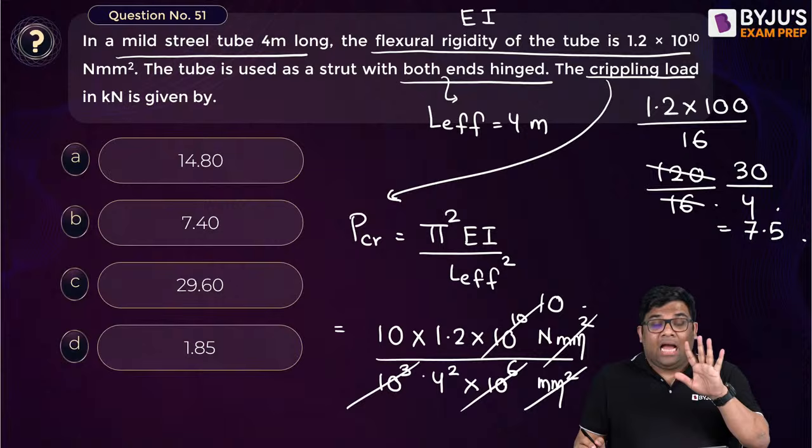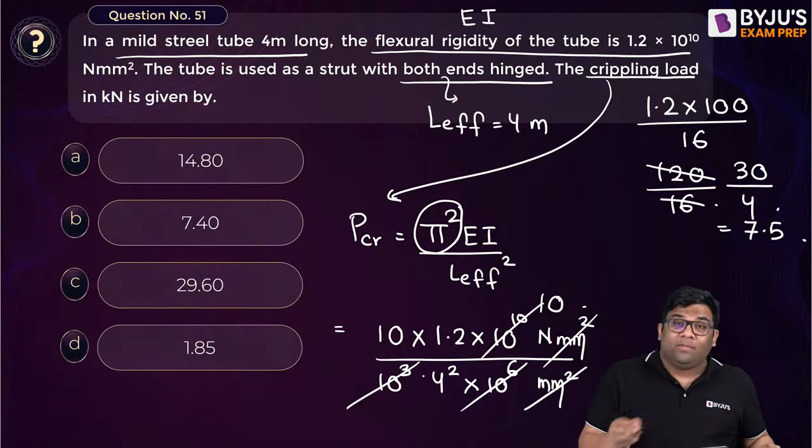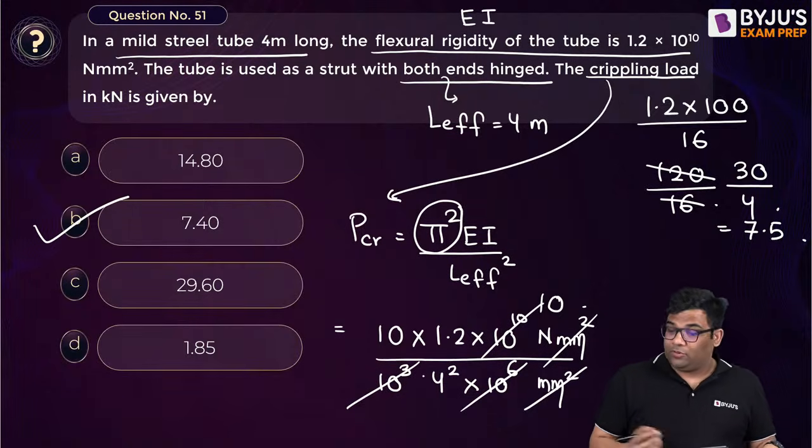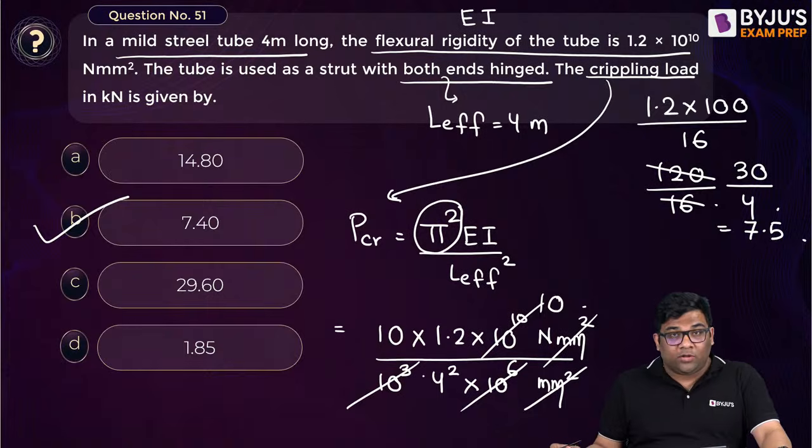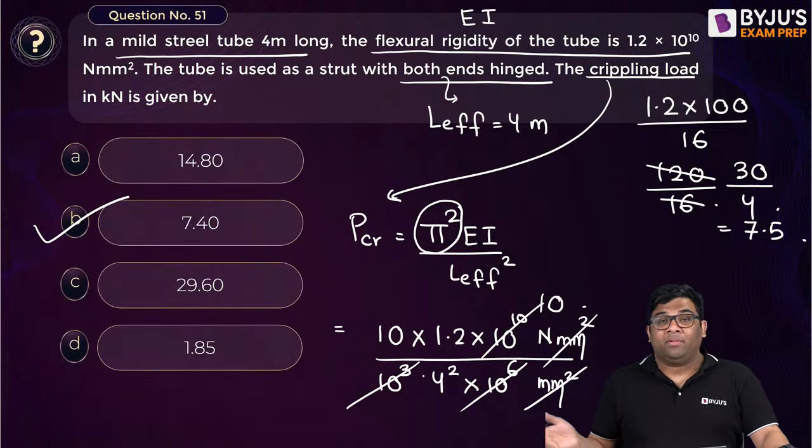But I have taken pi square approximately, so it will be a little less than that. So the answer is 7.4. So you can solve these questions without a calculator also if you do some approximations.